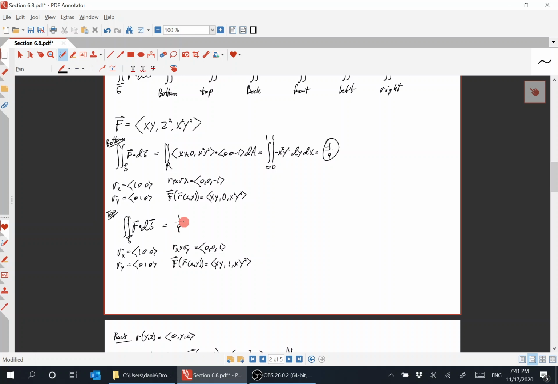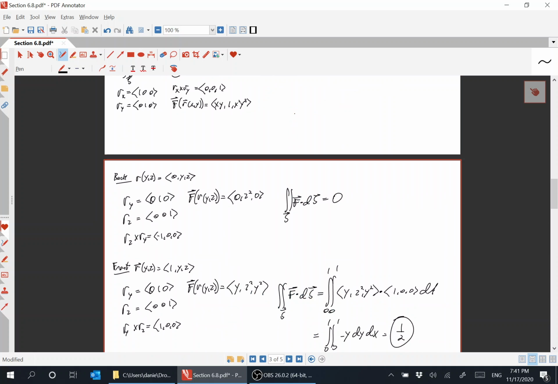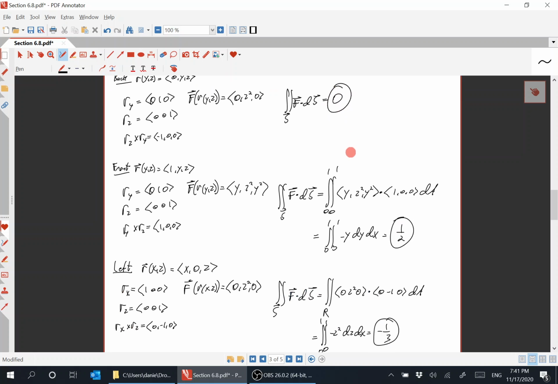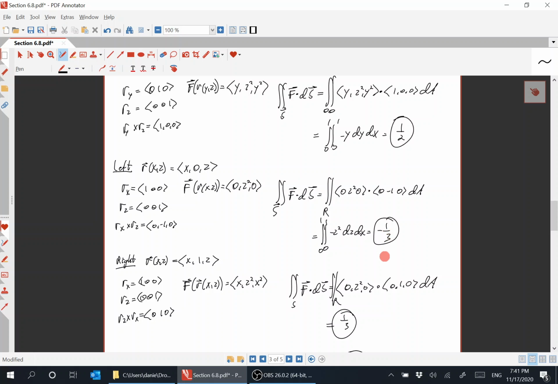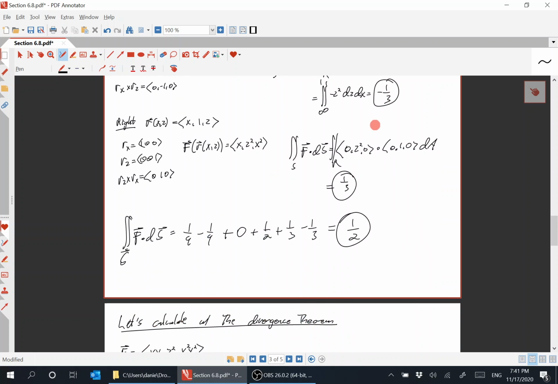For the top face, it's plus 1/9. You get the same integral because the dot product is this vector dot (0, 0, 1), so it's positive x squared y squared rather than negative x squared y squared. So it's the same answer, just the negative of it. So 1/9. Back face was 0. Front face is a half. Left face is minus a third. Right face is positive a third.